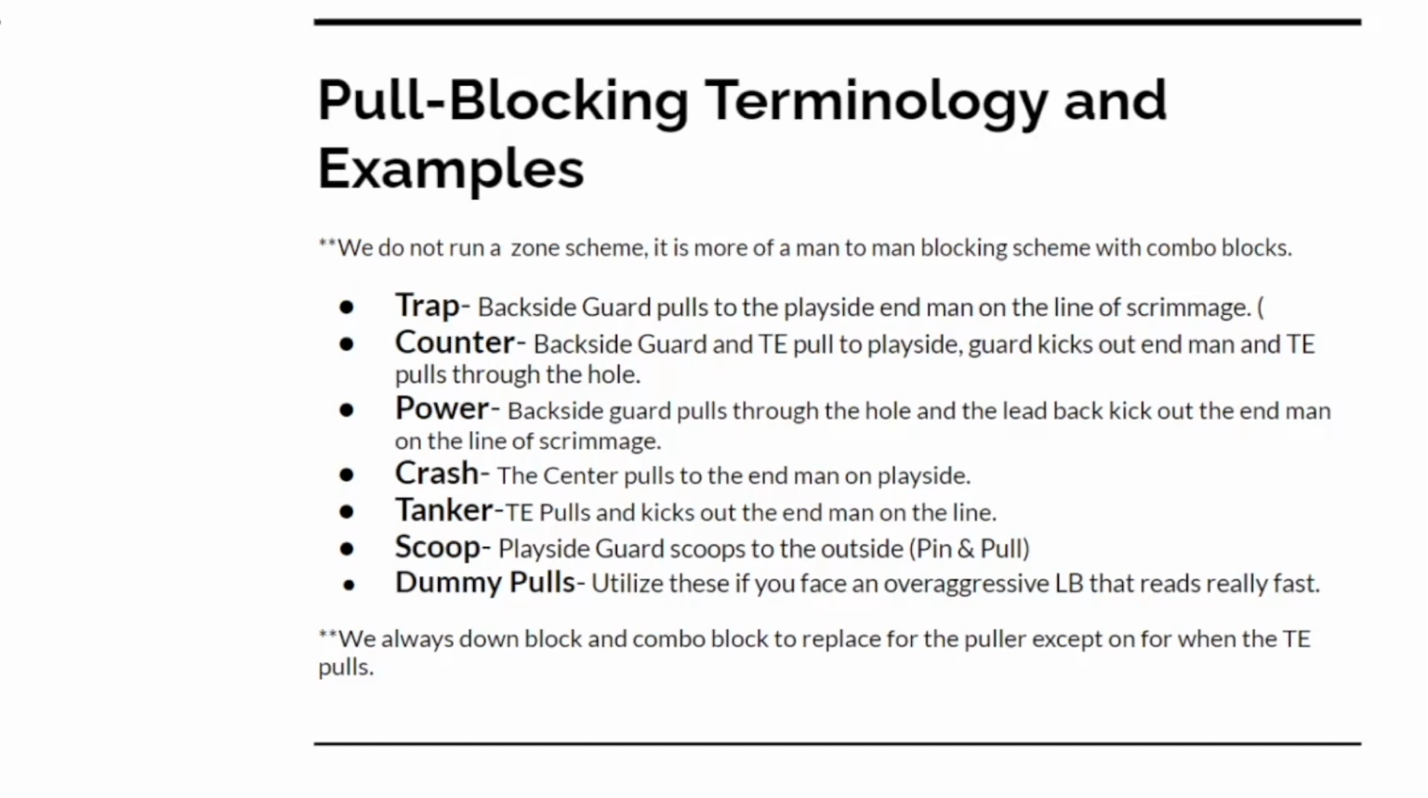And then I also have a clip about how a dummy pull can be effective as well. We do not run a zone scheme. It is more of a man-to-man, hat on a hat blocking scheme with some combo blocks. We always down block and combo block to replace for the puller, except for when the tight end pulls, we just leave the end because we have some sort of motion or a read key to hold him in his place.